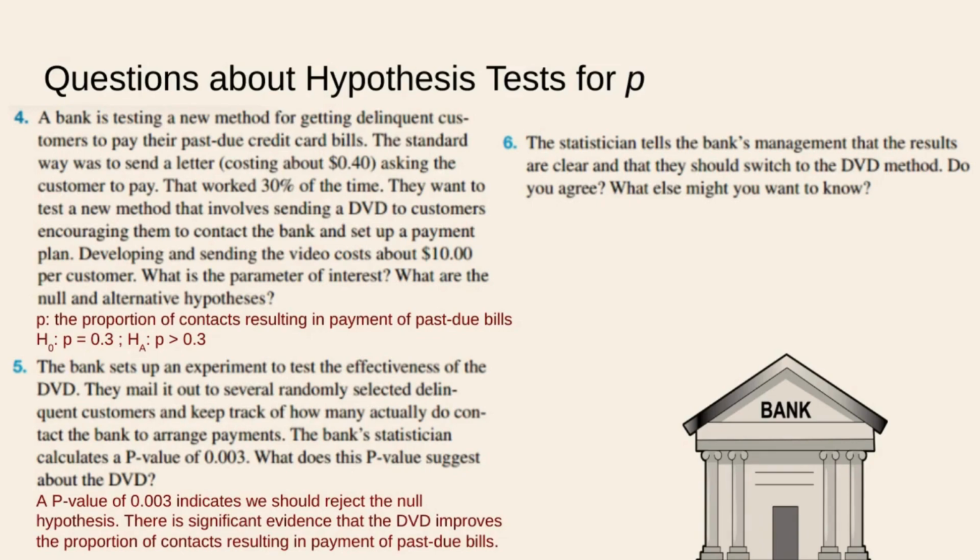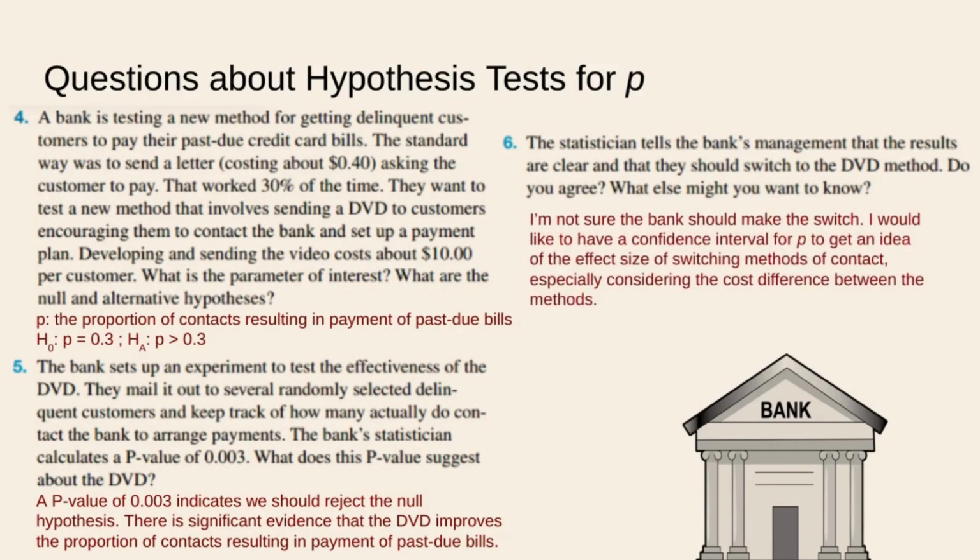Okay, I'll assume we're ready to continue. If you need more time, pause the video. If not, here comes the answer. I am not sure the bank should make the switch. I would like to have a confidence interval for P to get an idea of the effect size of switching methods of contact, especially considering the cost difference between the methods. We're talking a difference of 40 cents per customer versus $10 per customer. That's a significantly more expensive option. So I'd want to get the idea of the effect size.